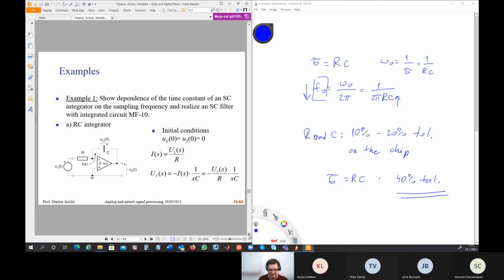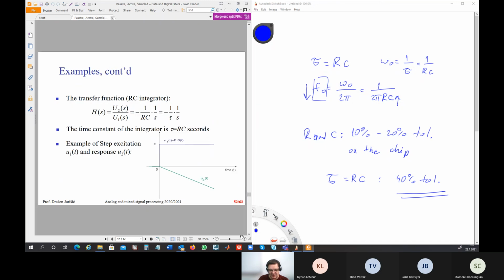Now first we recognize our simplest RC integrator. Initial conditions are 0. Here you have a virtual short-circuited input, so input current to the op-amp is 0 and voltage at the input of the op-amp is 0. So you can write these equations, and then you will have the very well-known transfer function of the RC integrator. The time constant is tau equal to RC. If you put a step at the input, you will obtain this voltage at the output. This is the response of a simple negative integrator RC.